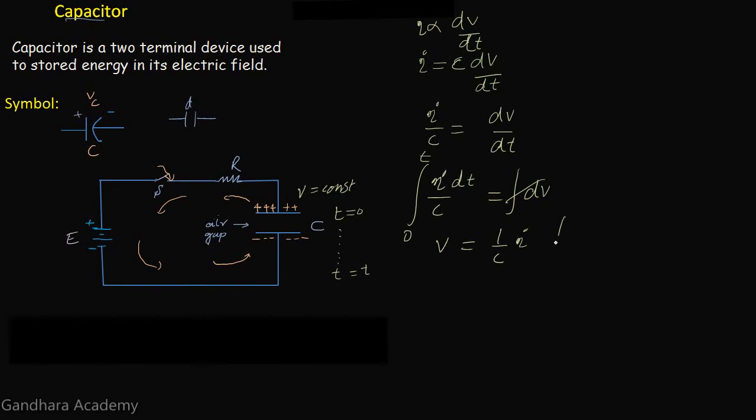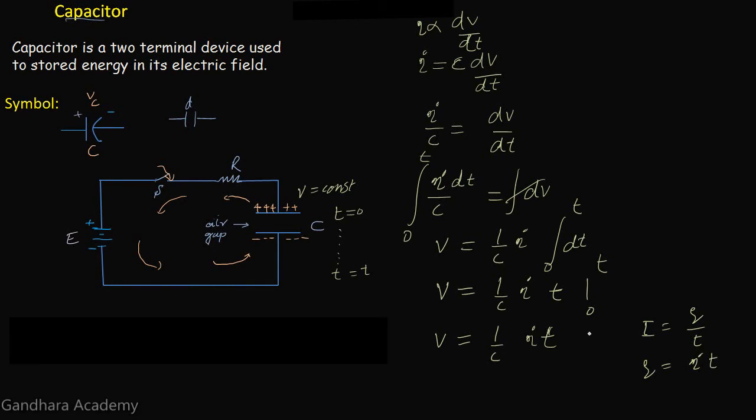Now from 0 to t of dt, so the potential is equal to, in this case, 1 over C into I. Now the integration of dt is t, and the limits are from 0 to t, so we get V equal to 1 over C times I t. Now as we know, the current is equal to the rate of flow of charge, so charge is equal to I t. So putting Q instead of I t, we get V equal to 1 over C into Q.